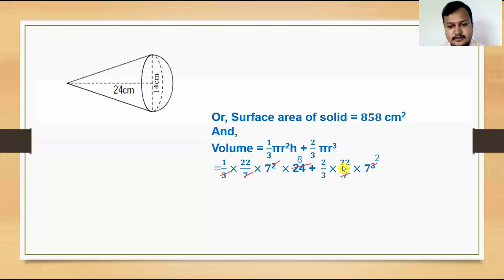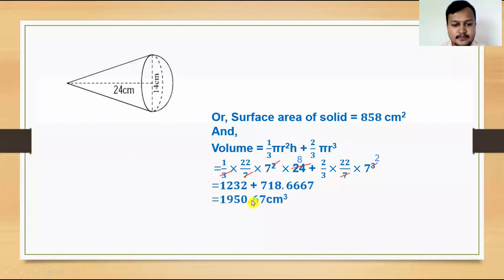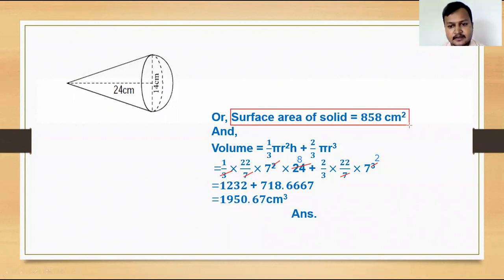That means 2 into 22 into 49, as 7 square is 49, divided by 3. That is 718.67, okay. Adding these both values, it will be 1950.67 cubic centimeter. In this way, the two values which we obtained here, the first value surface area as well as the second value volume, are our required answers.